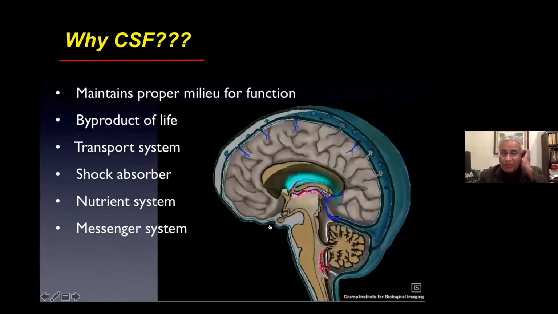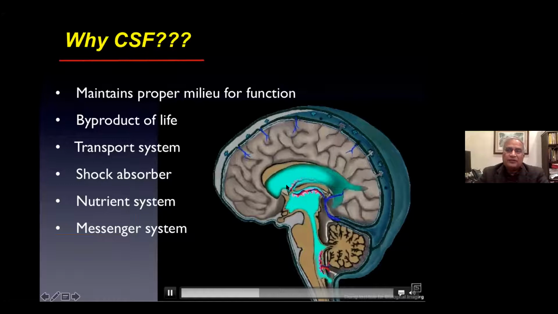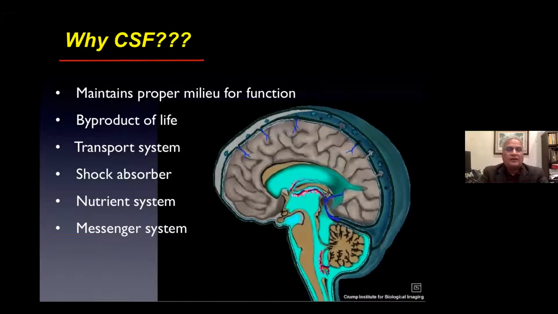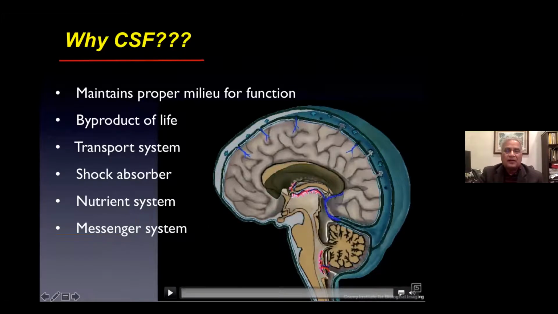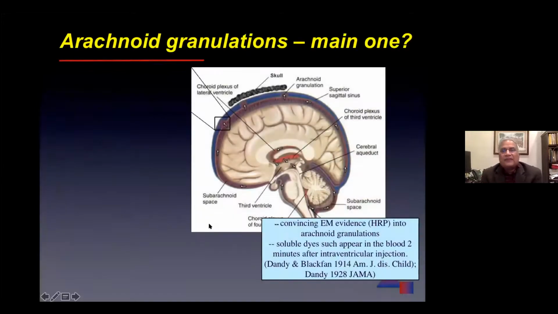Friends, the problem we have is that the basic understanding is that the CSF is made in the choroid plexus, and the green fluid, as you see circulating from the choroid plexus, goes to the arachnoid villi, where it should be absorbed. Why do we have CSF? What does it do? Is it a byproduct of life? Is it a transport mechanism? We have CSF doing all the work before the vessels are even developed in the brain. Does it help as a shock absorber? Is it a messenger system? These are all unanswered questions we should know about.